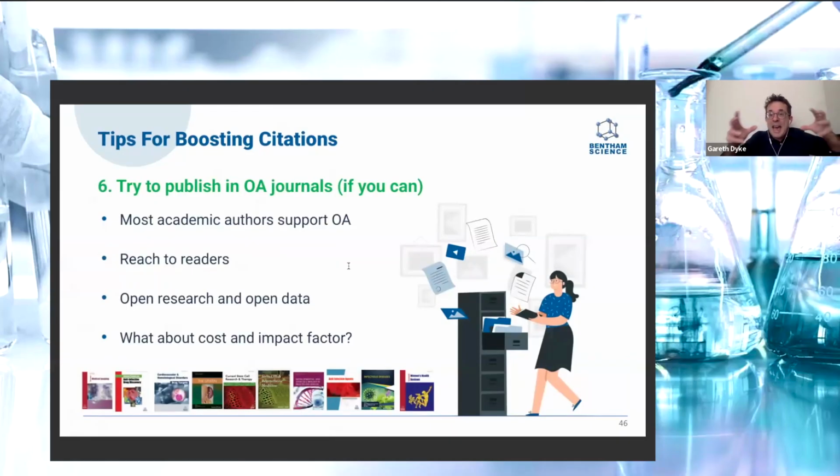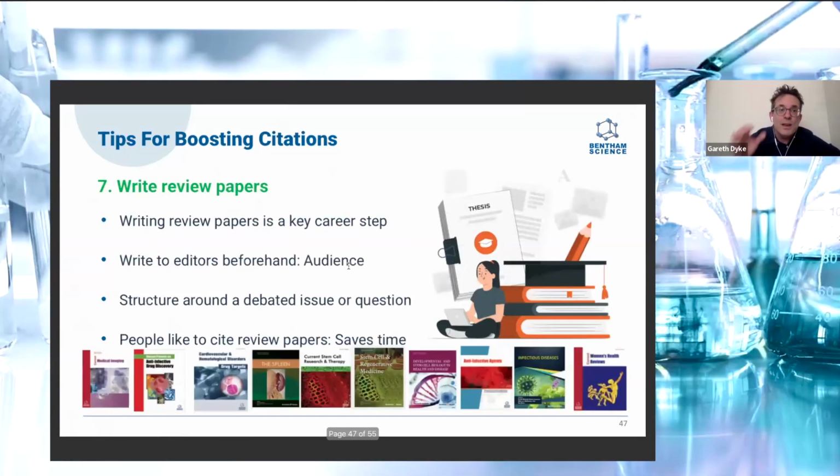And if you can, go for open access journals. I know there's a cost to that, and we'll talk about that, I'm sure, in our fantastic Q&A in a moment, but you will get more citations, about 7 times more, if you can publish in an open access journal. Most authors support open access. They might not support the cost of open access. This gives you more reach to readers, open research, and open data.